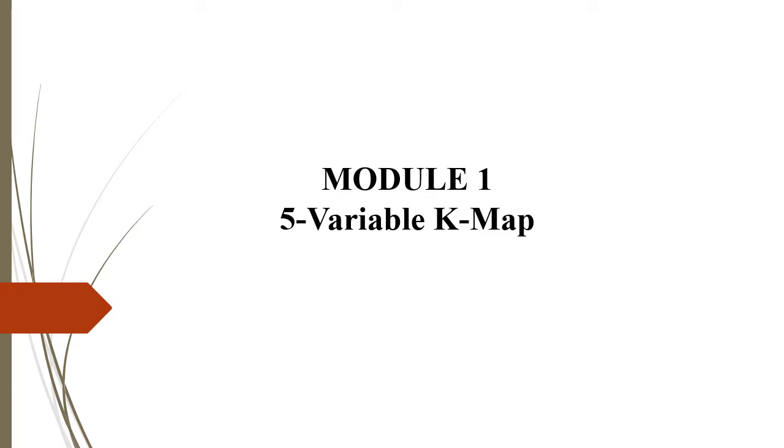Hello students. This is a continuation of the last video. Last video we saw the K-map, and also how to write the cells in the K-map. We saw 3 and 4 variable K-maps, so today we'll see the 5 variable K-map.